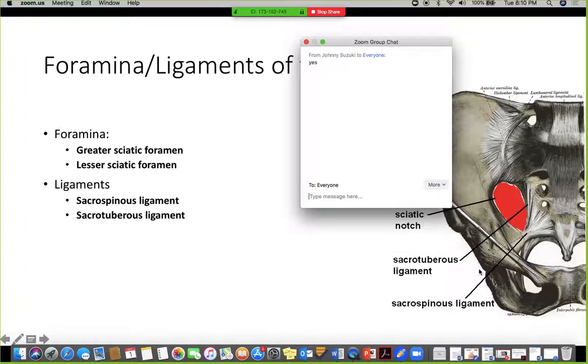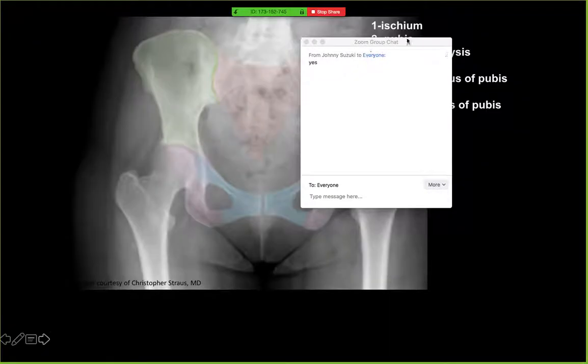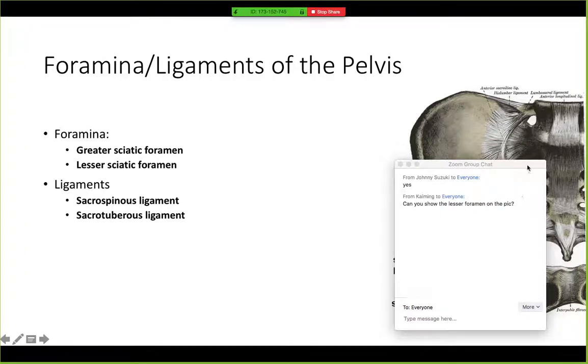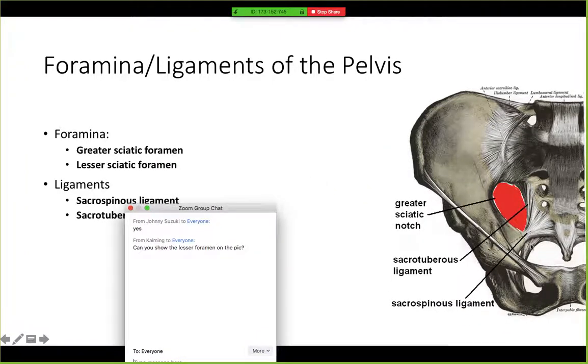And then eventually we'll start talking about everything that passes through these foramina. But for now, just get this down. So we have somewhere, like a starting point. Okay, so the lesser foramen. This isn't the best pick for that, but if you can see kind of between the sacrospinous ligament and the sacrotuberous ligament, like you can see a sliver of it right in here, that would be the lesser sciatic foramen.